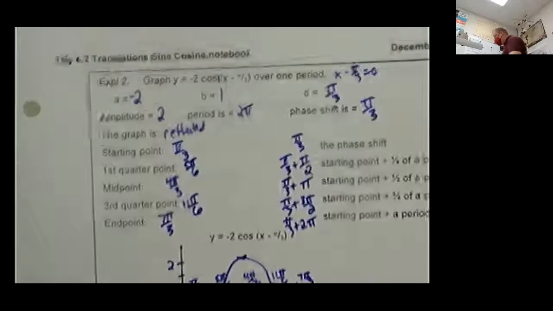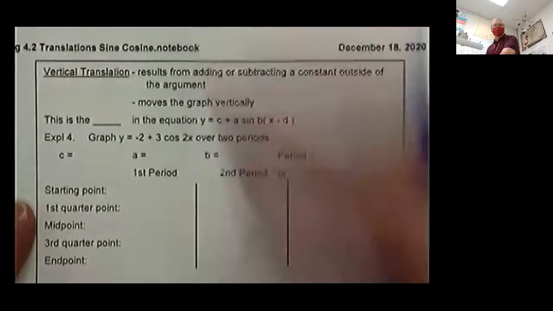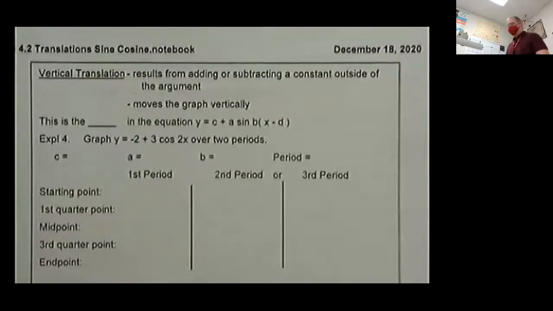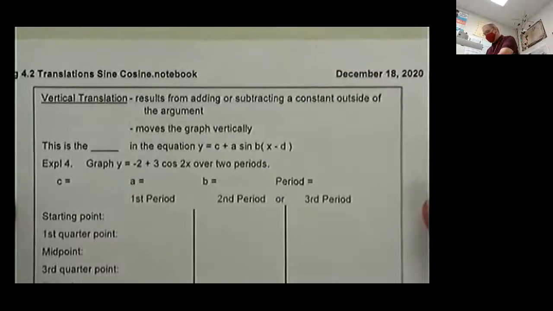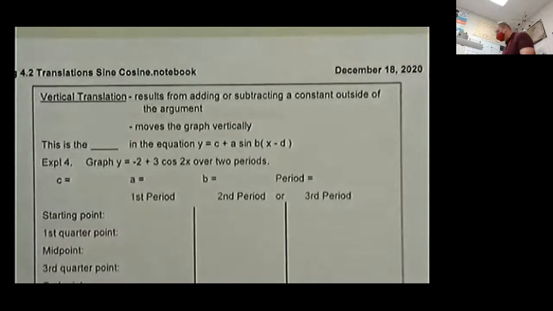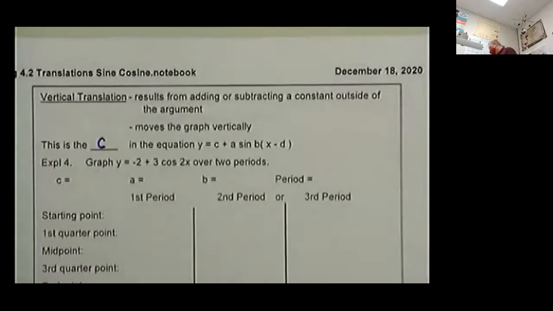So there is our phase shift. And the last thing we want to look at is vertical translation. A vertical translation results from adding or subtracting a constant outside of the argument. It moves the graph vertically. This is the C in the equation y equals C plus A sine B, quantity x minus D.